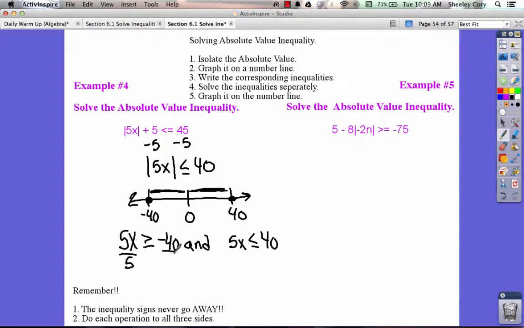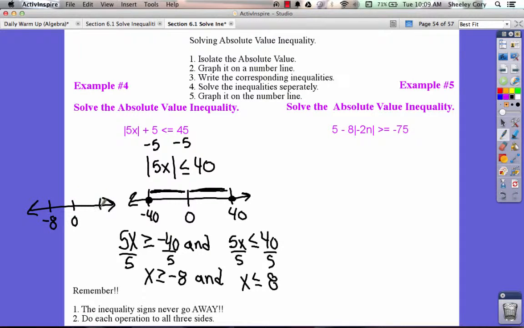Divide by 5, divide by 5. You end up with x greater than or equal to -8, and divide by 5, x is going to be less than or equal to 8. Now we can draw that on a number line just to show it. So if we draw it on the number line, we end up with greater than or equal to -8. So -8 is here, 0 is here, 8 is out here. This is a bold dot going to the right, and then less than or equal to 8 is a bold dot going to the left. So the solutions are in the middle.